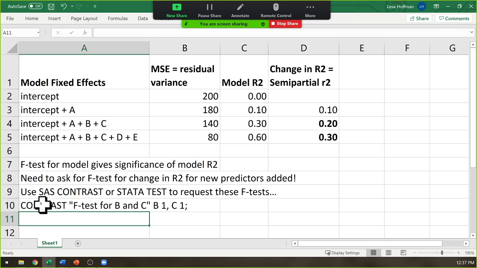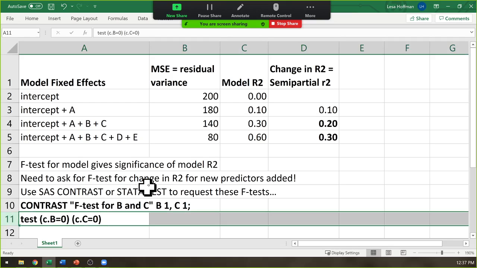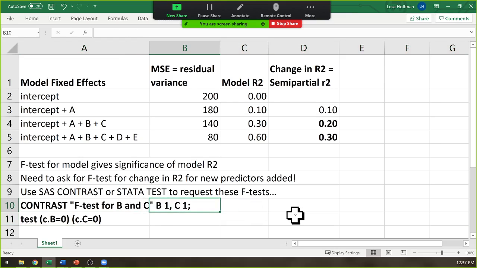The same idea in Stata would be test, and then we put the slope in parenthesis and set it equal to 0, and we do it for the other one as well. There. And so the parentheses in Stata do the same thing as the comma in SAS to delineate numerator degrees of freedom. So if the F-test you get back from this is significant, that tells you that the change in R squared that resulted from adding B and C at the same time is significantly greater than 0.